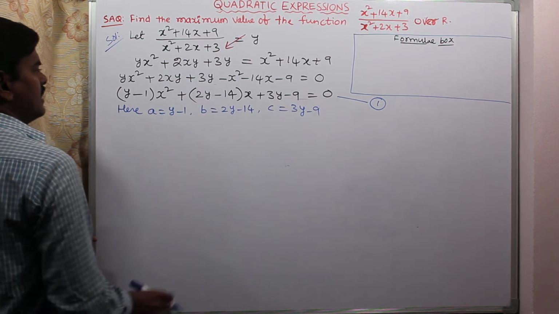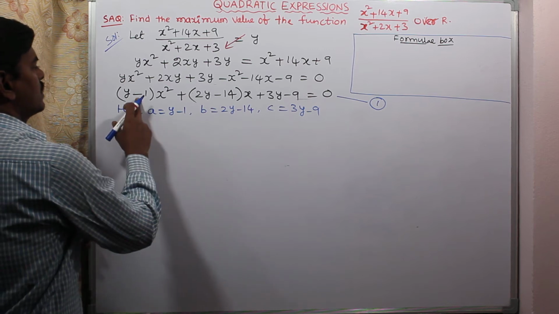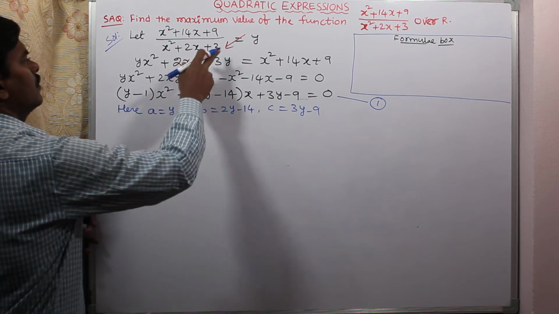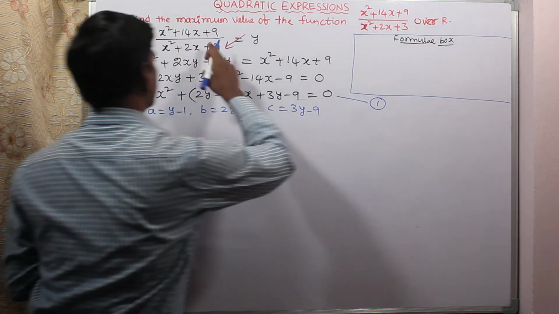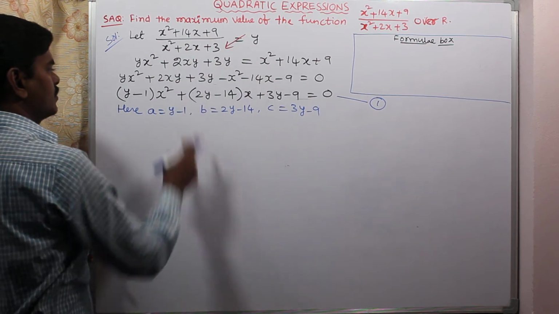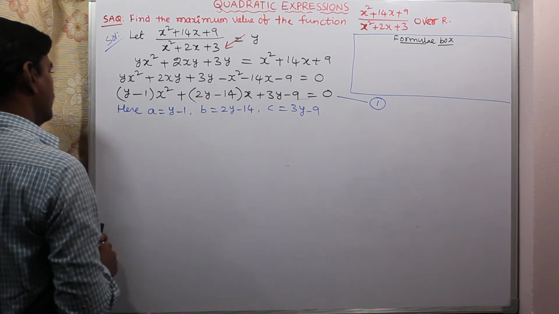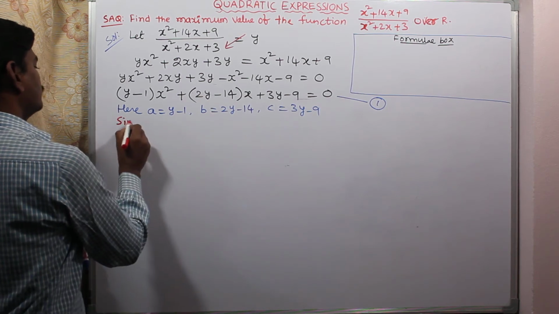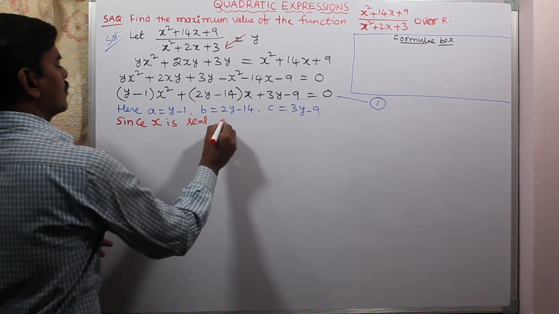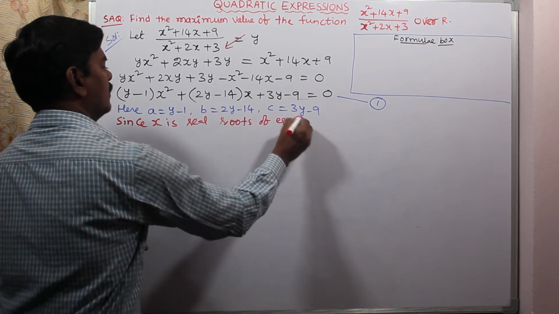So equation 1 is a quadratic equation in terms of x, whose coefficients are in terms of y. What do you know about x? x is a real number. If x is a real number, y is also a real number. So equation 1 will have real roots. We have to write the reason here. Since x is real, roots of equation 1 are real.